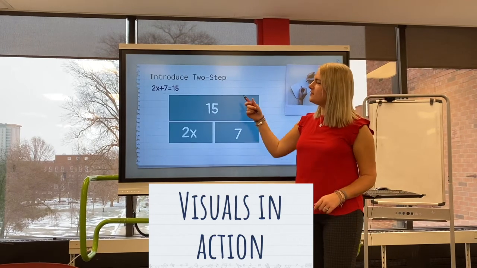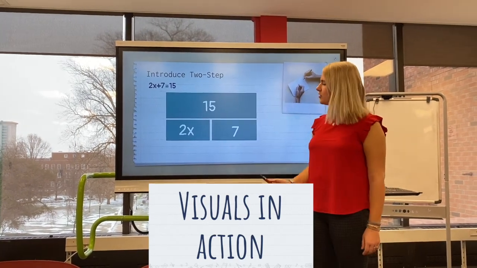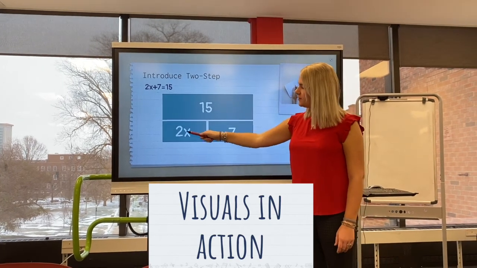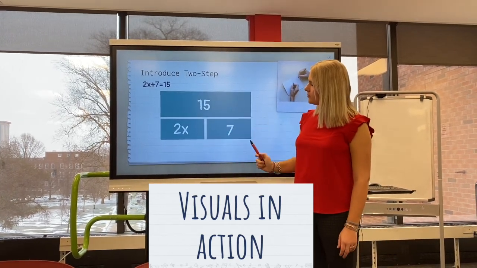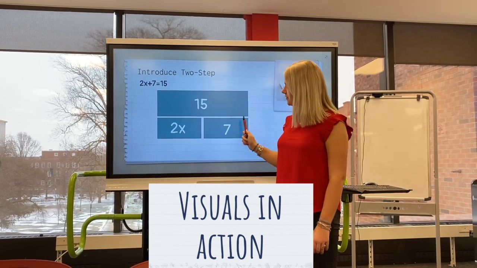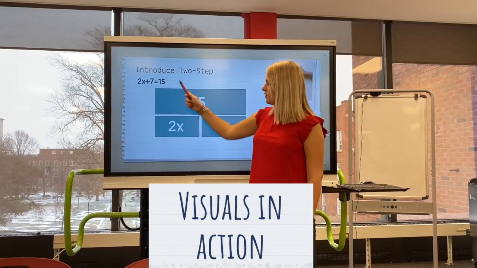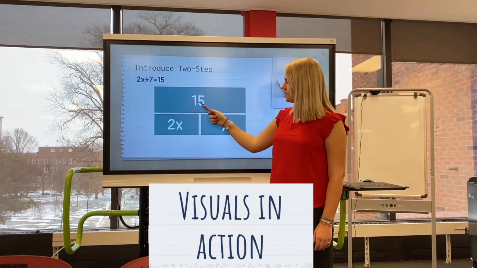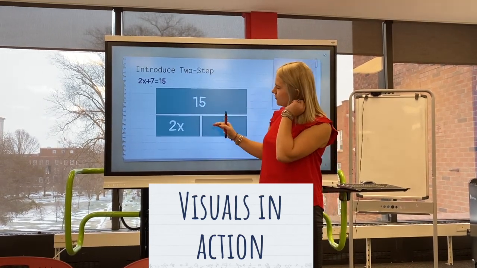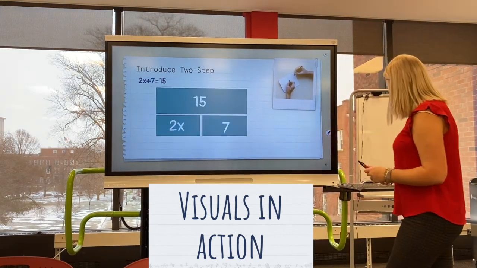Okay, so this is our first two-step problem that we're going to learn today. Now this visual we've seen before, but just to review, this is the part-whole model. So we see that the two parts in this equation are 2x and 7, and because they equal 15, we're putting it here. This is the bigger number that these two make. So we can put it in this equation to see how we're going to solve it.